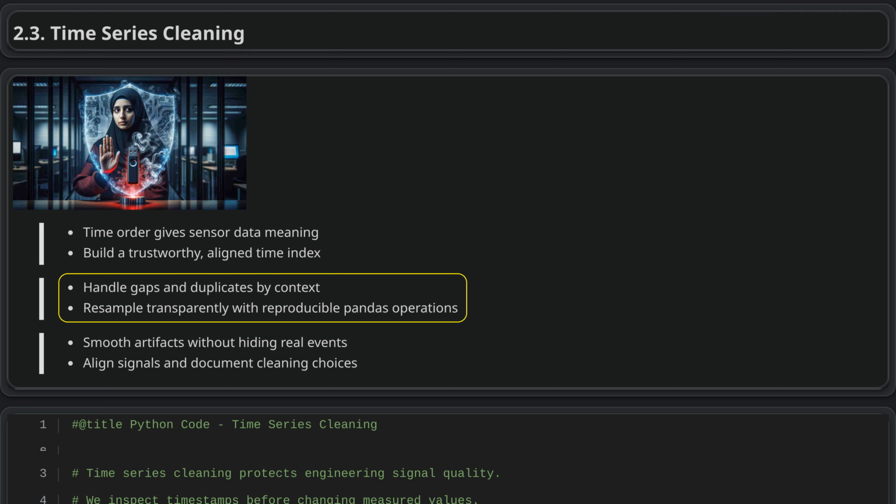Cleaning time series data requires handling missing values, irregular sampling, and duplicate timestamps in a way that fits the engineering context. Short gaps may be interpolated when safe, but gaps that could hide critical events should not be filled blindly. Duplicate timestamps may need removal, aggregation, or separation depending on their source. When combining data sampled at different rates, resampling with tools like Pandas and NumPy helps make averaging, summing, and interpolation explicit and reproducible.